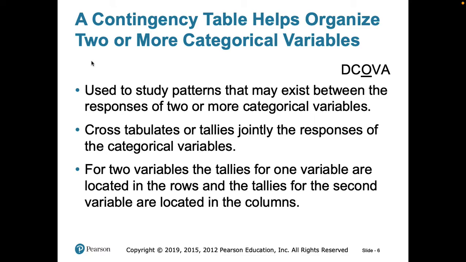A contingency table also helps you organize two or more categorical variables. Sometimes you're going to have more than just one category, and in that case, you might have to use a contingency table. It's used to study patterns that may exist between the responses of two or more categorical variables. You can also use this to cross-tabulate, or tally jointly, the responses of the categorical variables. For two variables, the tallies for one variable are located in the rows, and the tallies for the second variable are located in the columns. Let's watch an example.